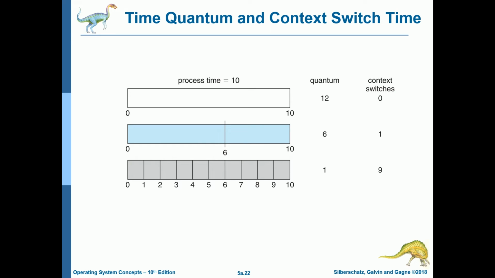Now once again, that time quantum matters a great deal. Assume, for example, that we have only one process of 10 time units. If the quantum is 12 time units, the process finishes in less than 1 time quantum with no overhead. Now taking the same example, if the quantum is 6 time units, the process requires 2 quanta, resulting in a context switch. If the time quantum is really small, like 1 time unit, then 9 context switches will occur, slowing down the execution of the process greatly. Again, context switching is pure overhead.